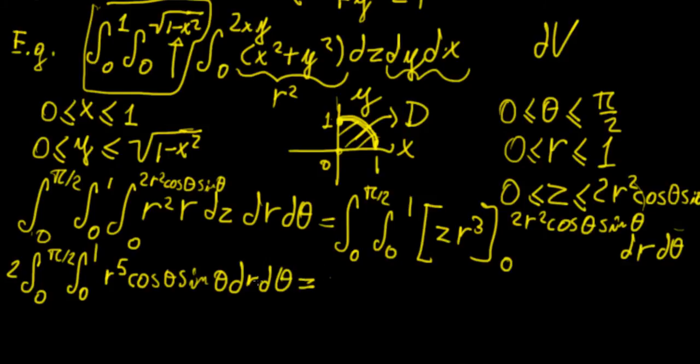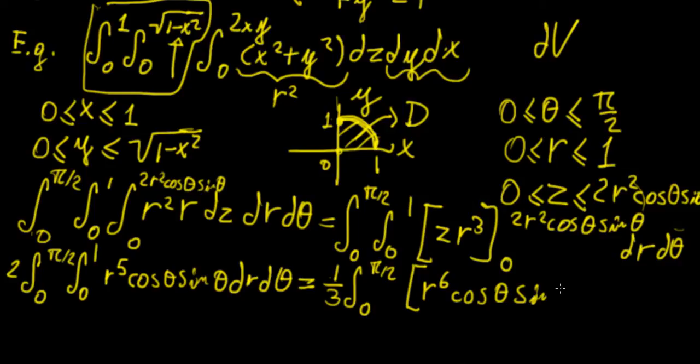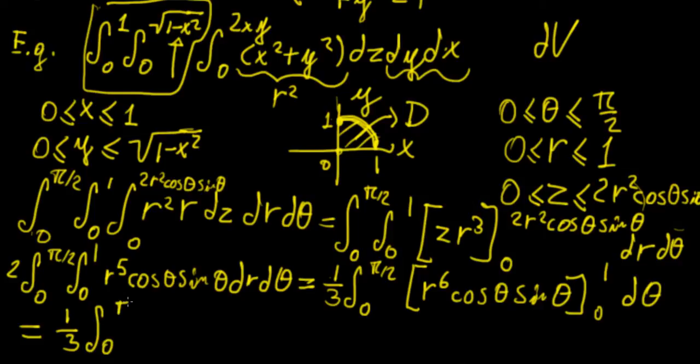So we're going to have r to the power of 6 when we integrate this, over 6. So that's going to be 1 on 3 outside the integral. So r to the power of 6 cosine theta sine theta, and now we're going to integrate from 0 to 1, and now d theta. And then this is going to become 1 over 3, the integral from 0 to pi on 2 of cosine theta sine theta d theta.